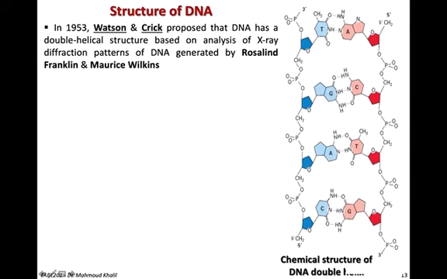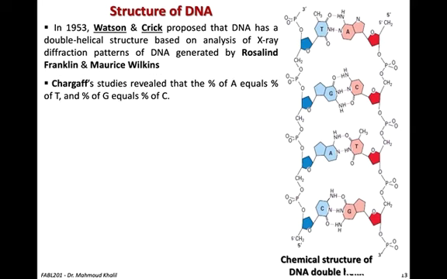Looking into the structure of DNA, you can see that it is double-stranded. In 1953, Watson and Crick proposed that DNA has a double helical structure based on the analysis of the X-ray diffraction pattern of DNA, which was generated by another two scientists, Rosalind Franklin and Wilkins. So they found that the structure of DNA is a double helix.